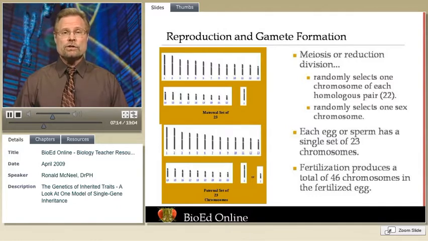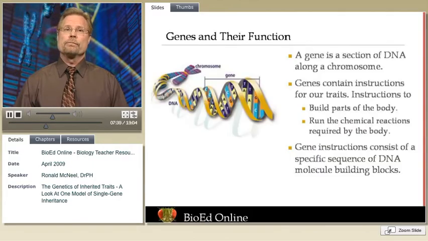During fertilization, the female egg and the sperm join. Each contributes its 23 chromosomes, resulting in a fertilized egg with a total of 46 chromosomes. Thanks to meiosis, each parent contributes half of the chromosomes to the newly created offspring, therefore maintaining the original chromosome number in the species. Let's take a more detailed look at the chromosome.